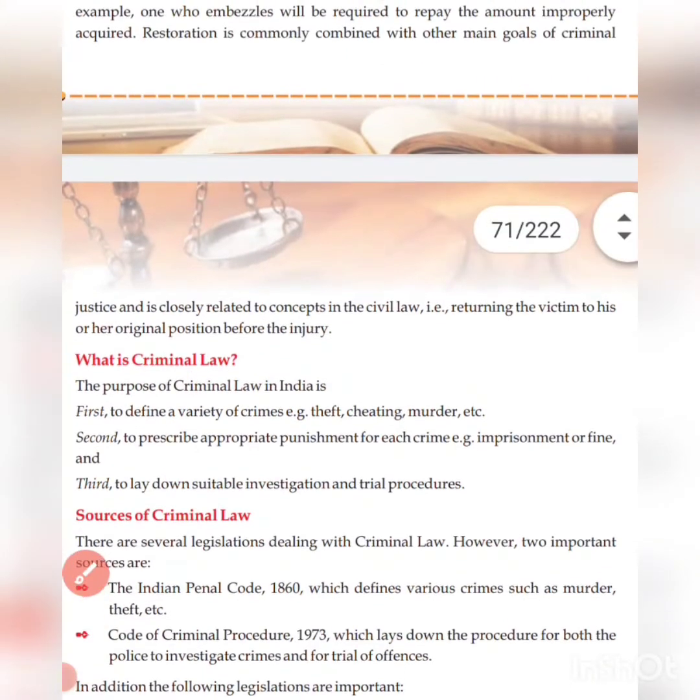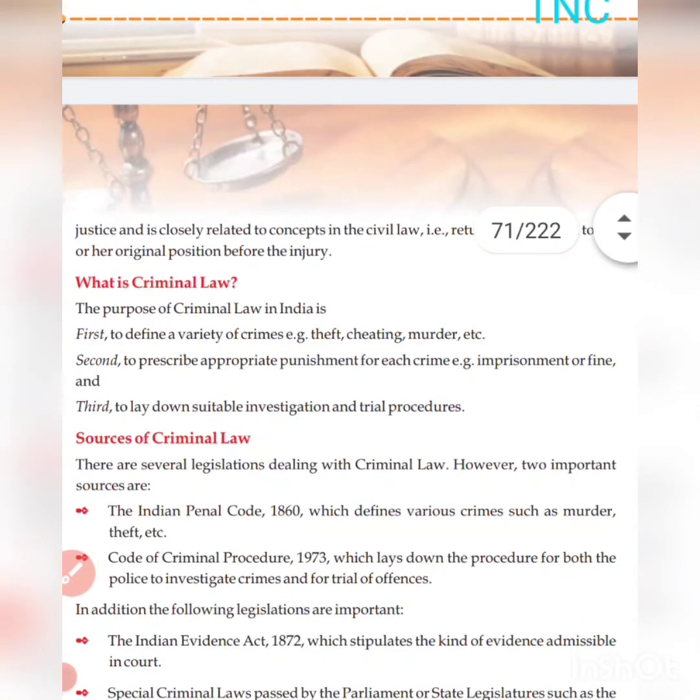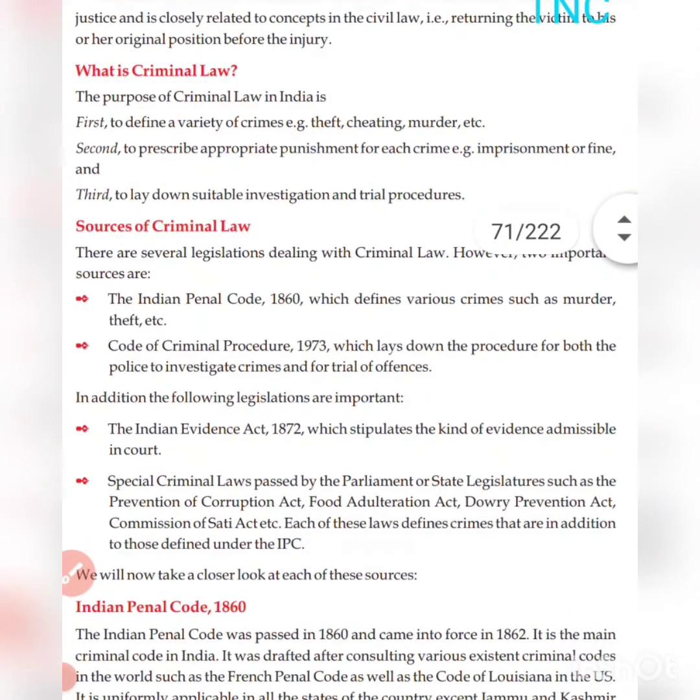So justice had to be done in a way that relates to returning the amount of money, or returning the victim to his original position before the injury. That is restoration, to repair or to restore his position, right? Restore. What is criminal law?